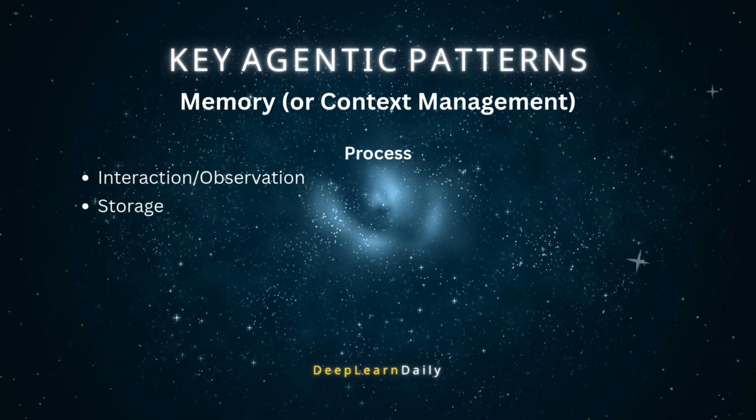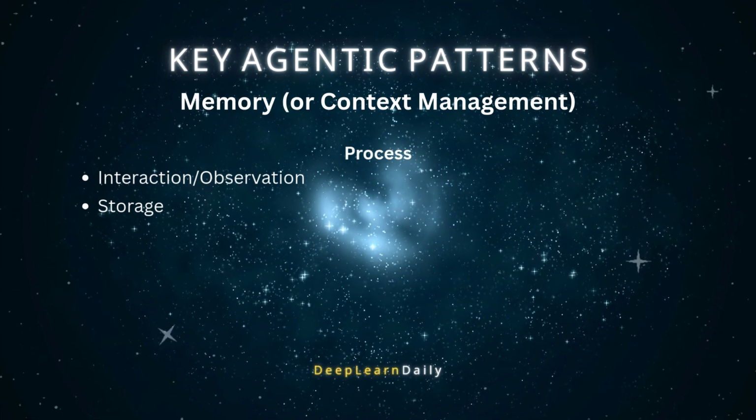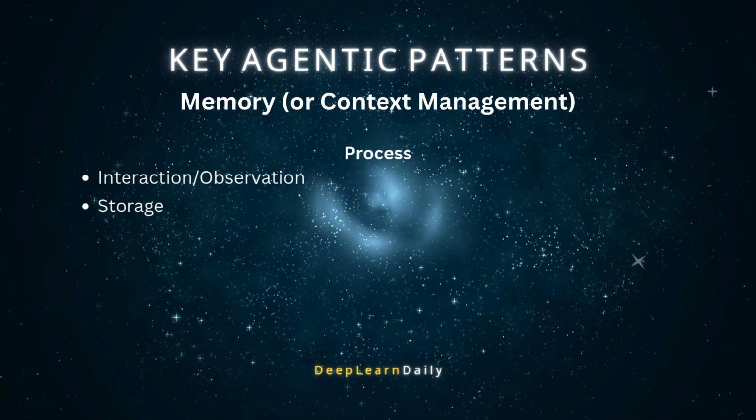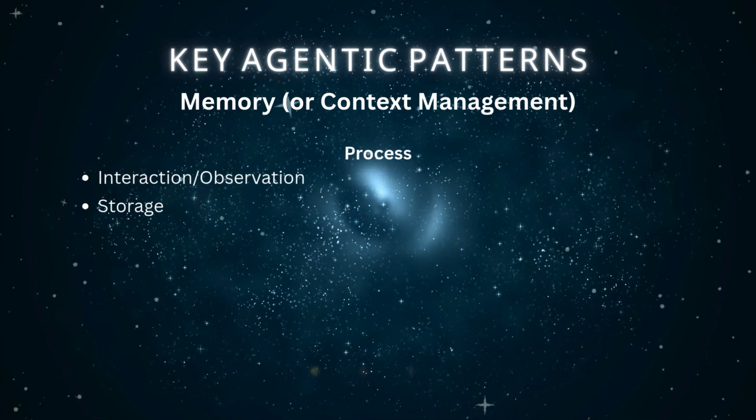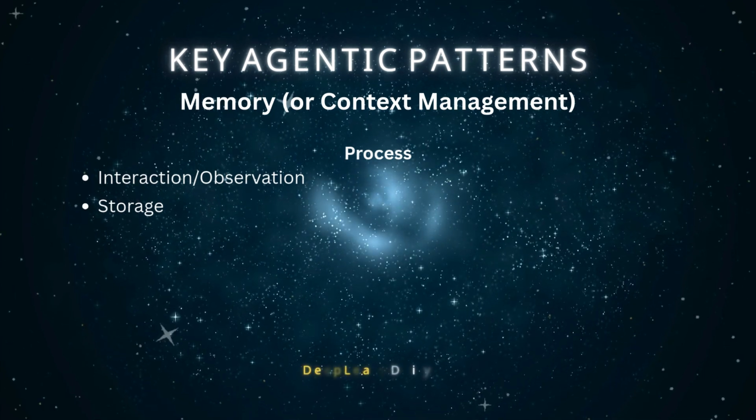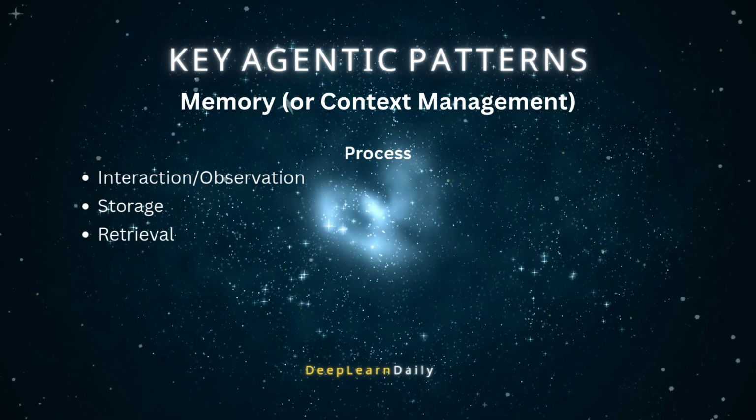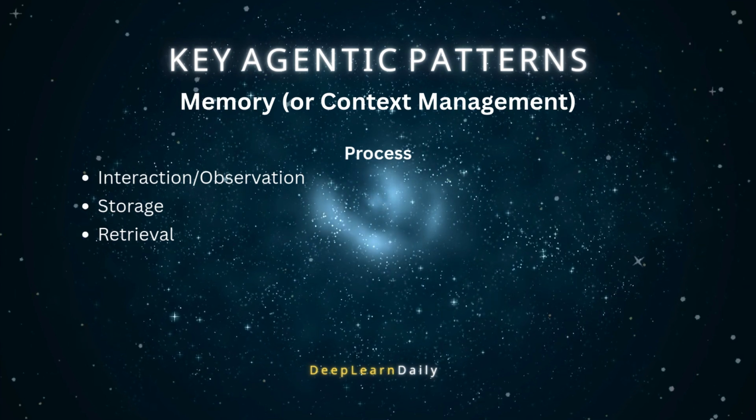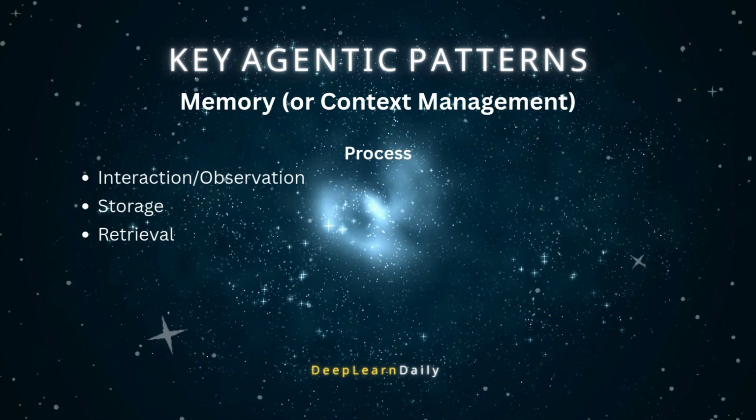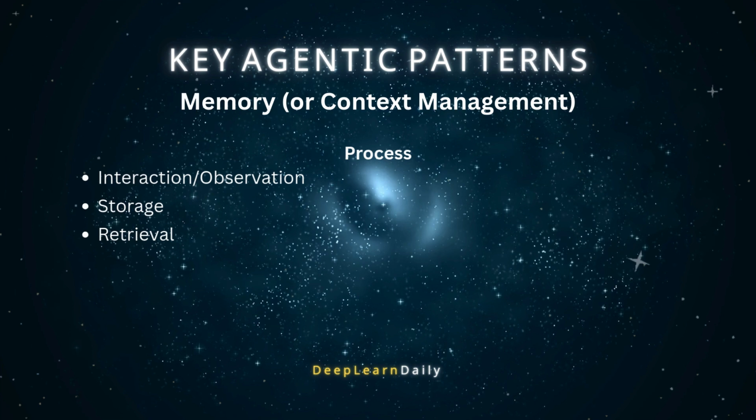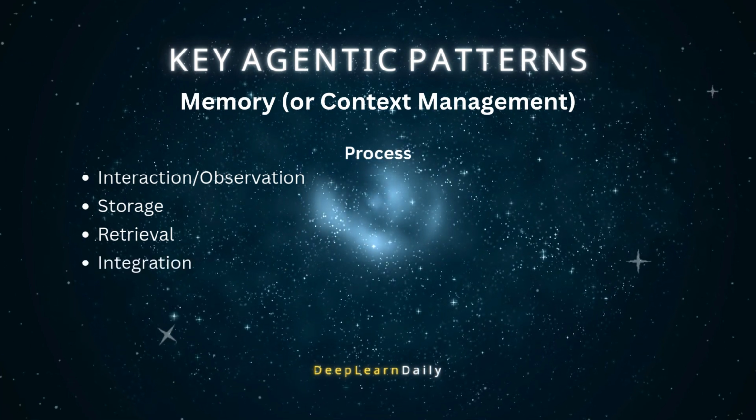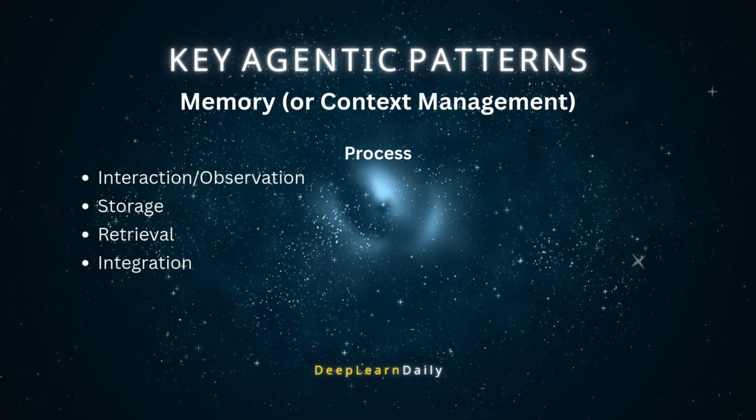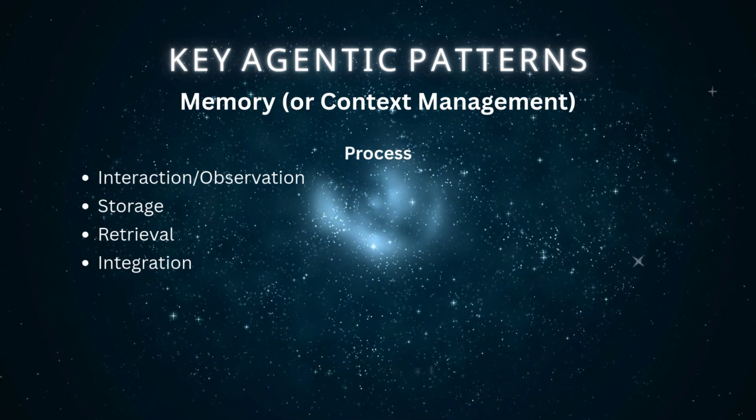This can take various forms, such as short-term memory, the context window, the immediate history of the conversation or task. Long-term memory, vector databases, knowledge graphs. Persistent storage of broader knowledge and past experiences. Retrieval. When faced with a new situation, the agent retrieves relevant information from its memory based on the current context. This retrieval process might involve semantic search or other techniques. It's integrated into the agent's reasoning and action selection process, allowing it to leverage past knowledge and maintain coherence.